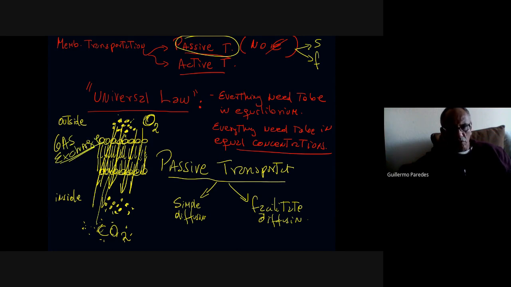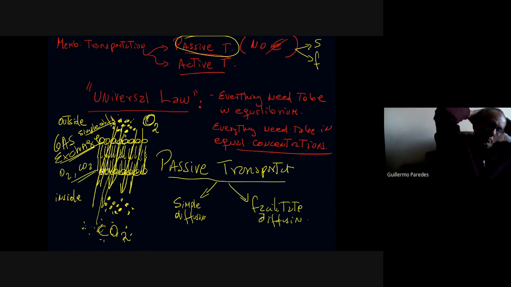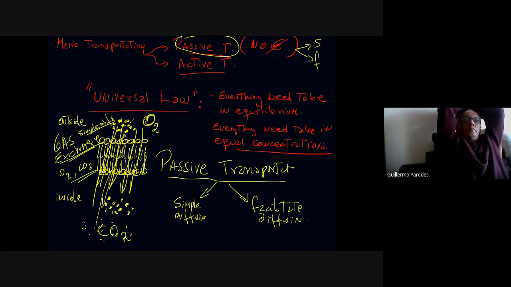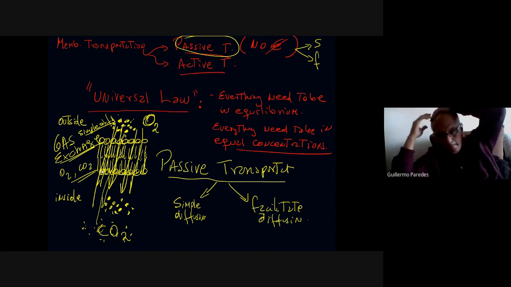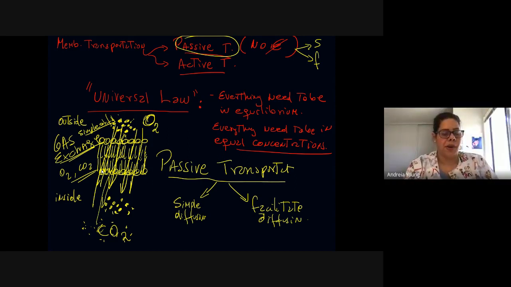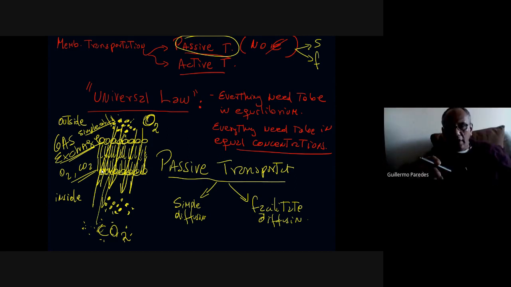So simple diffusion is the gas exchange. Gas exchange of what? Oxygen and carbon dioxide. Okay? You okay with that? Yes. Okay. So that is what kind of transportation we talk about.